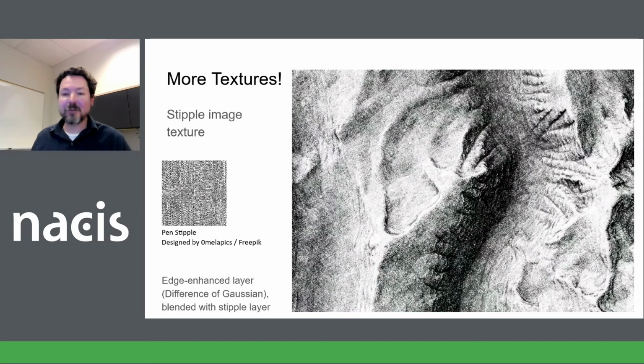So here's a little detail view. Zooming in, you get actually a nice dynamic effect where the stipple will redraw itself at different zoom levels. And so here's a little bit more contrast. In order to keep some edges, I used an edge enhancing technique called difference of Gaussian.